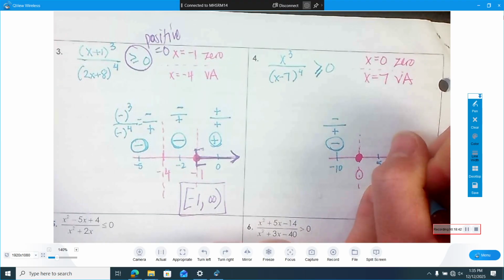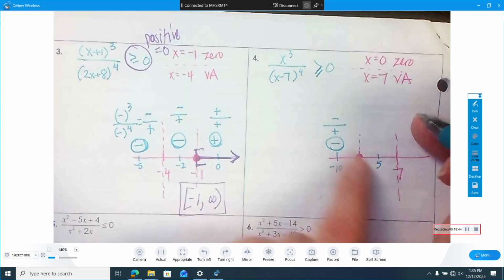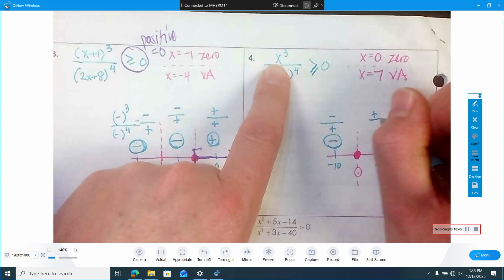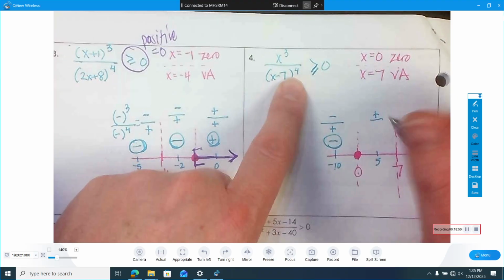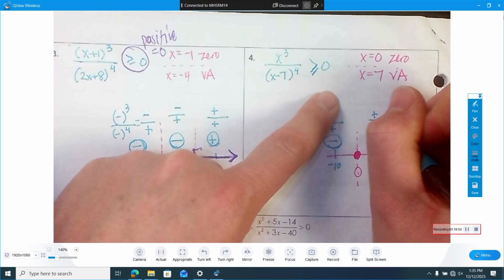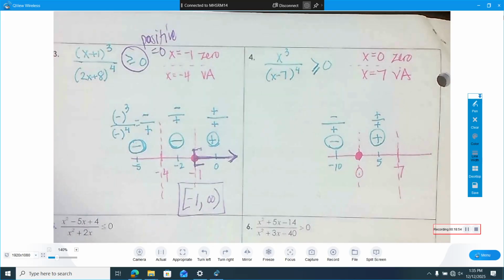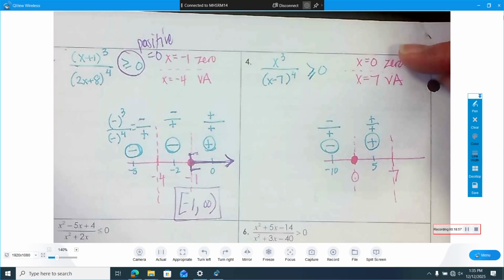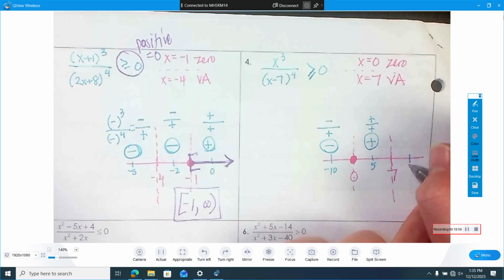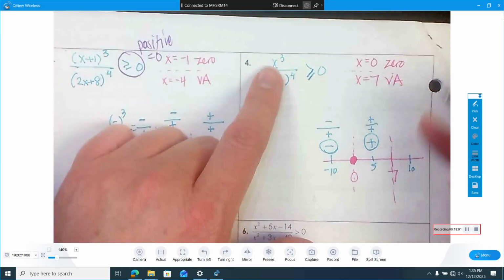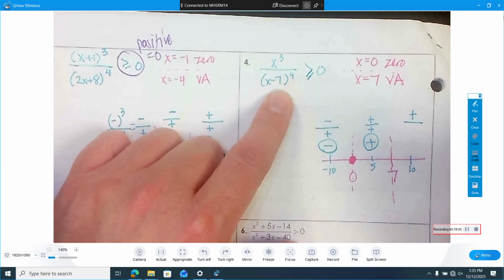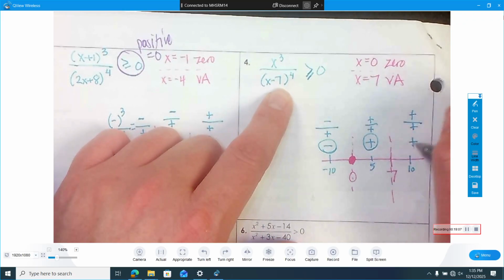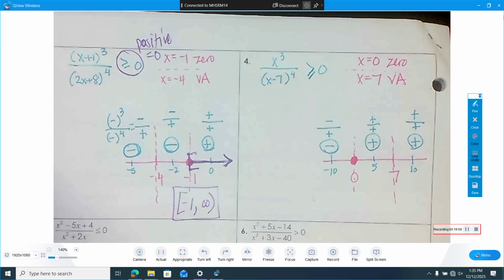All right, I'm between 0 and 7. I'm going to plug in a 5. 5 cubed is a positive result. And here, I get a negative to the 4th power, which is always positive. So that's going to give me a positive result. And then a number to the right of 7, I'm going to use 10. I'm going to get a positive on top and a positive on bottom, which gives me a positive result there.